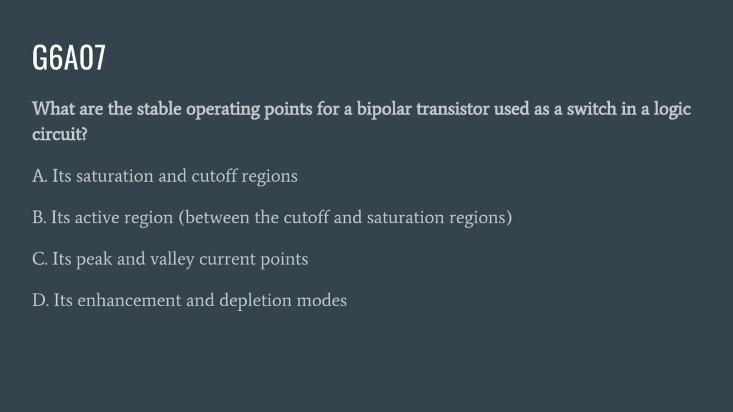G6A07, what are the stable operating points for a bipolar transistor used as a switch in a logic circuit? A, its saturation and cutoff regions. B, its active region between the cutoff and saturation regions. C, its peak and valley current points. Or D, its enhancement and depletion modes? Correct answer A, its saturation and cutoff regions.